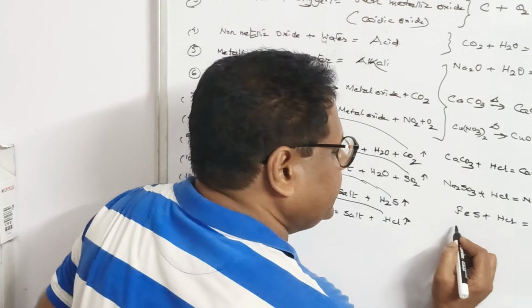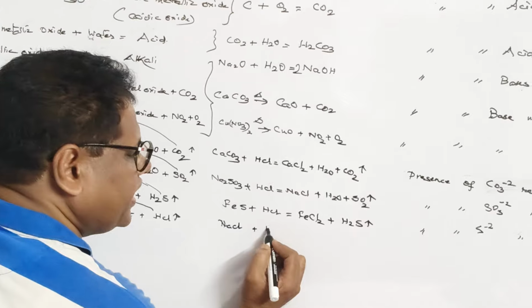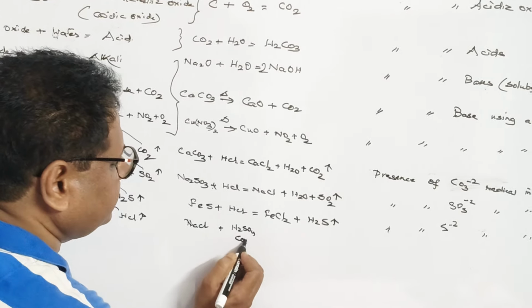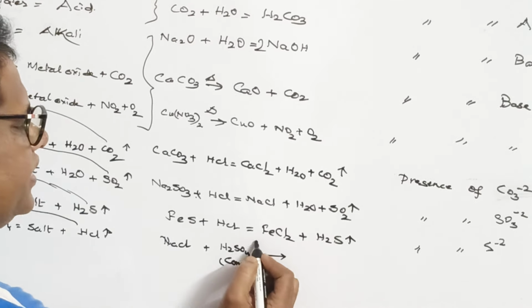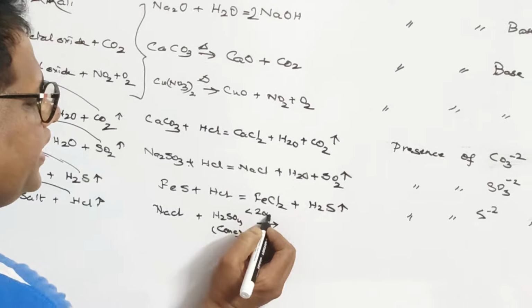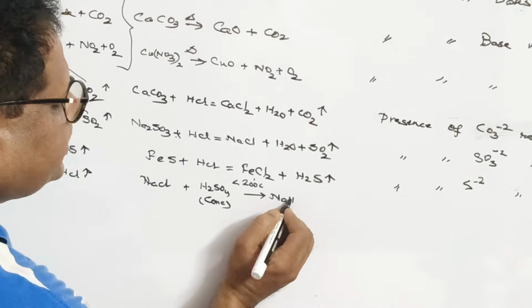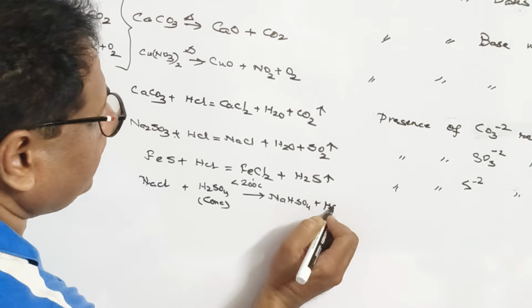So here we are taking an example. Suppose you take sodium chloride, make it react with concentrated sulfuric acid. This is concentrated, okay, and we are considering temperature less than 200 degrees Celsius. It forms NaHSO4 plus HCl. Okay.